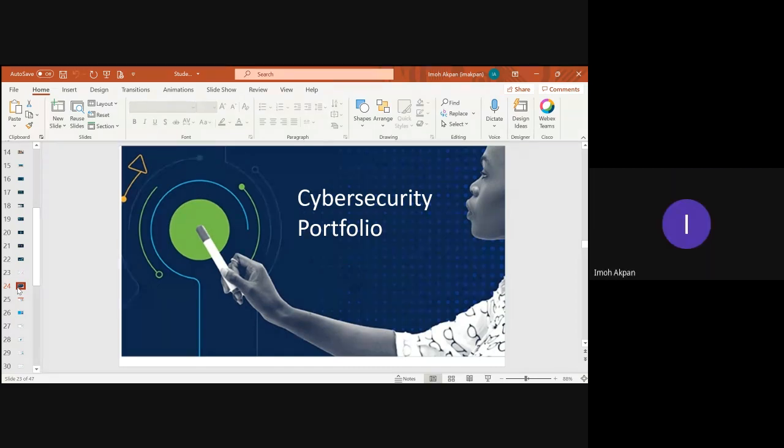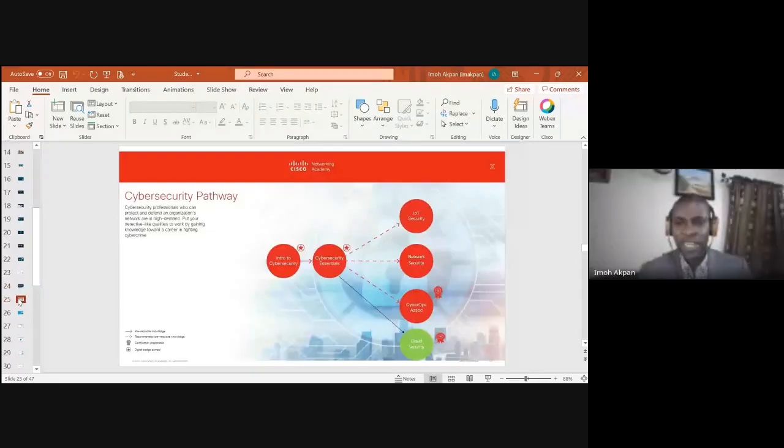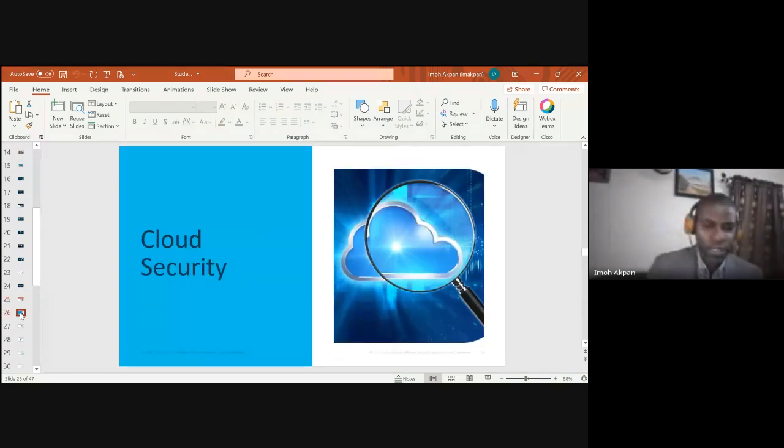This cybersecurity portfolio is to provide students with the skills that they need. We have several courses, like IoT security, which focuses on security as it relates to the Internet of Things. We also have network security. We have a professional one that we call the Cyber Associate, which is more on cybersecurity operations. And then you also have cloud security. As people are going to the cloud, it has to be secured, so we have a course that deals with cloud security.